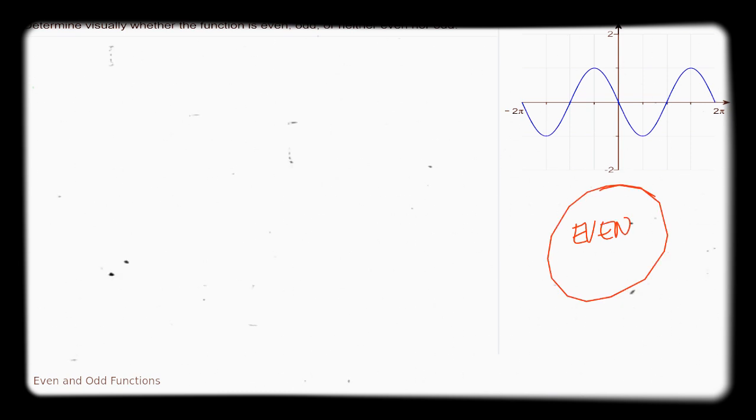And with this one, we want to know if it's even, odd, or neither again. So with this one, if I try to fold it, it doesn't look like it would match up perfectly across the y-axis. So it's not even.